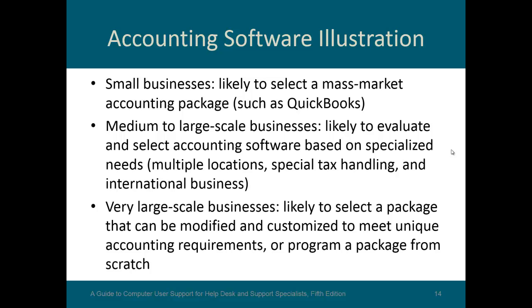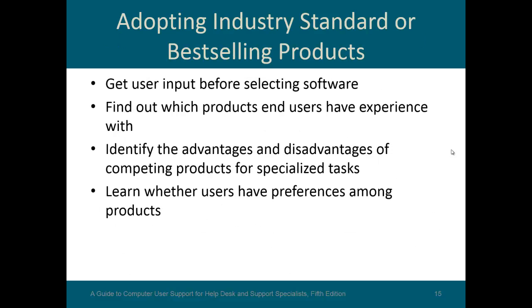And then medium to large scale businesses are likely to evaluate multiple specialized needs depending on it. Like there are software packages for accounting for hospital systems. There are accounting packages for insurance agencies, things like that. And then large-scale businesses look for something that can be customized to meet their unique needs. Think General Motors. There's probably no package off the shelf that can actually meet General Motors' needs because they're so big. So get user input before selecting the software.